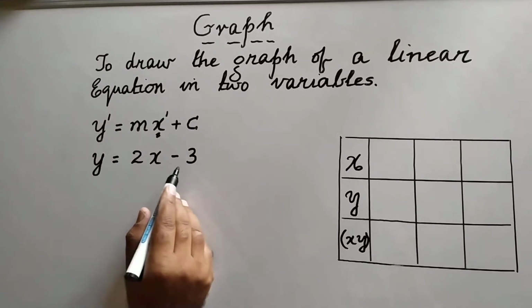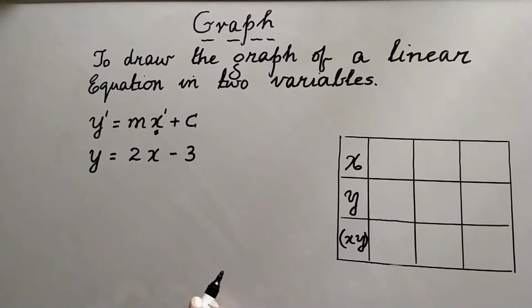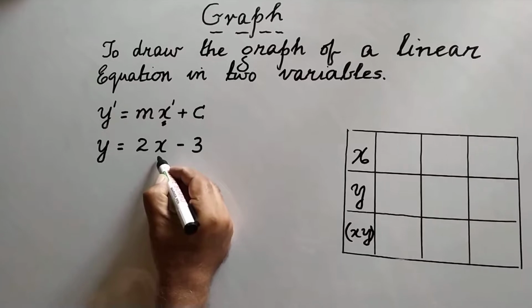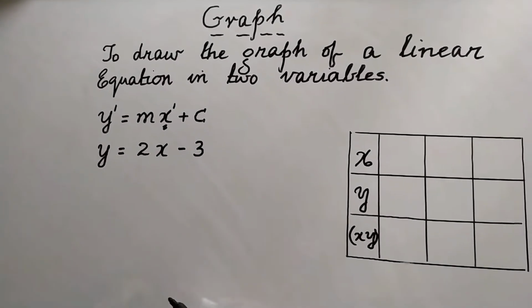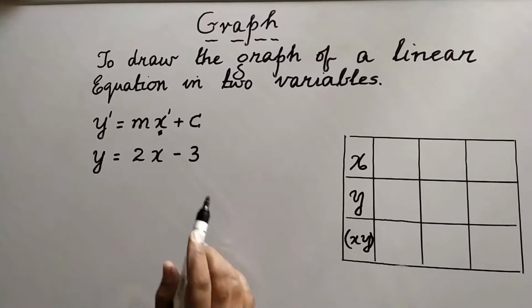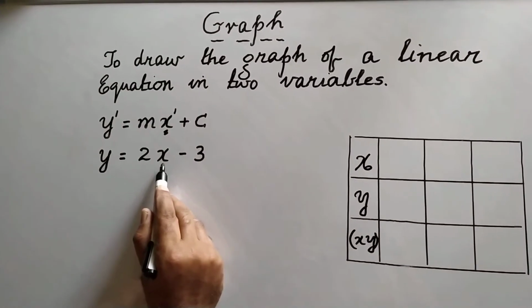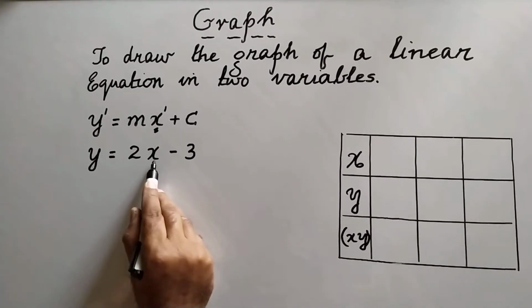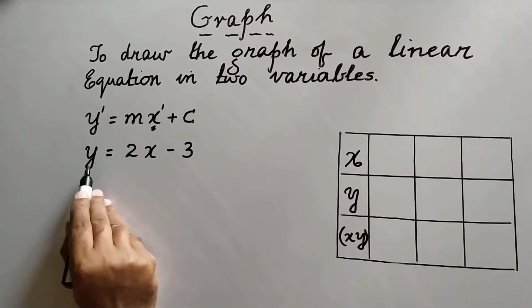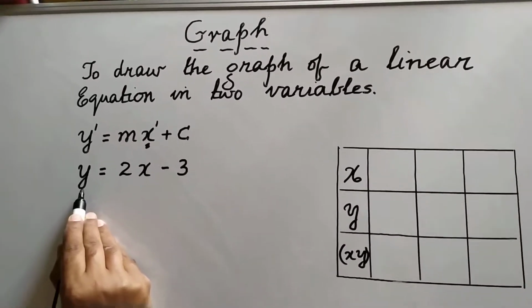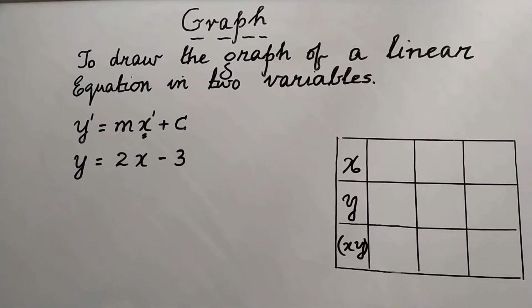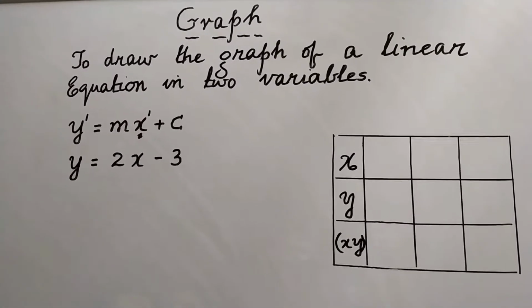So to draw the graph of the equation y is equal to 2x minus 3, what we usually do is, first we try to write it in the standard form. The standard form is y is equal to mx plus c. I told you x is the independent variable. We will give values for x and correspondingly find the values of the dependent variable y. The value of y depends on the value of x, and therefore y is called the dependent variable.